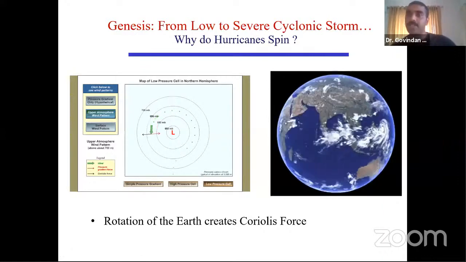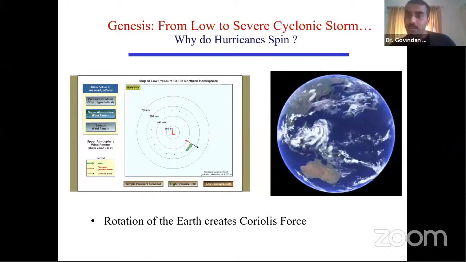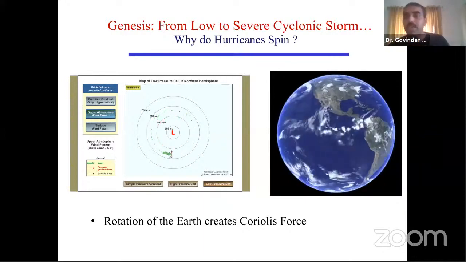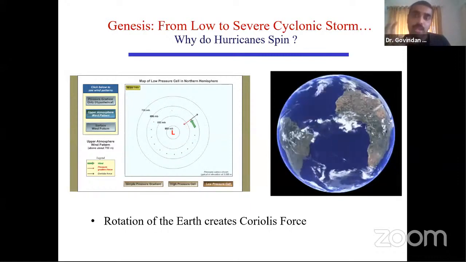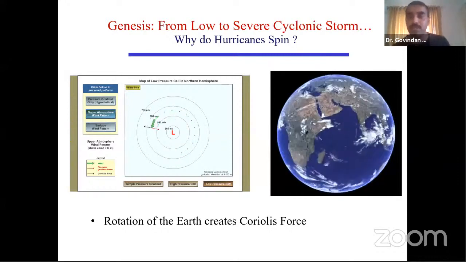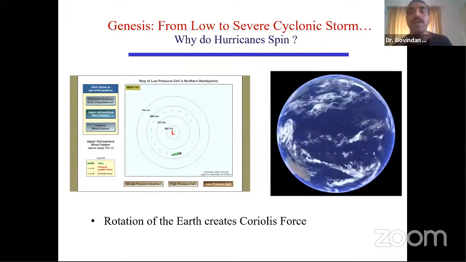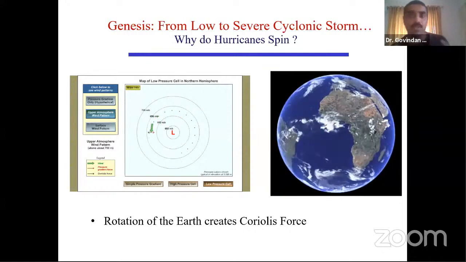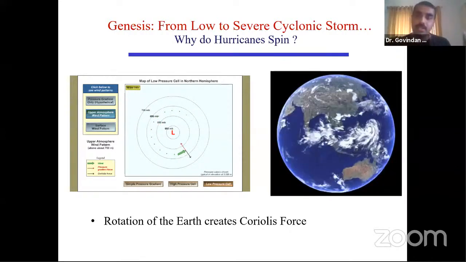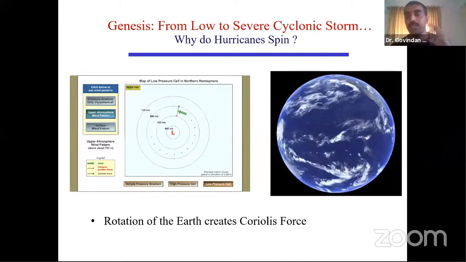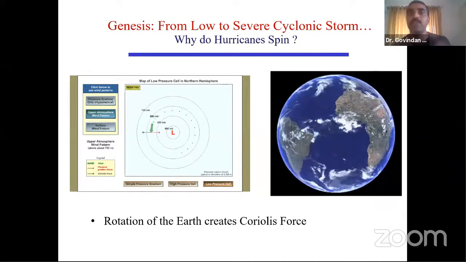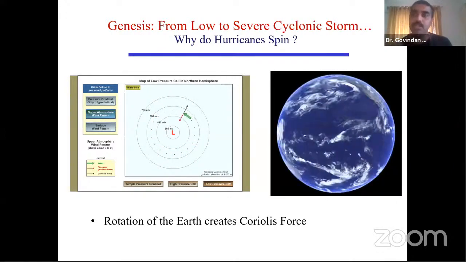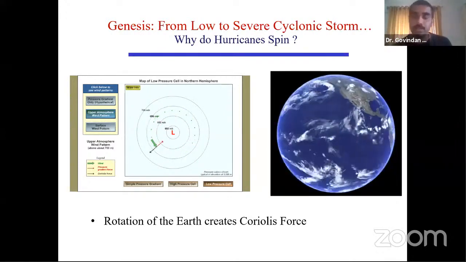So two forces act in balance. When two forces act in balance, instead of the wind moving in a straight line, it moves in a rotating column. This makes the cyclone rotate. So it is because of the rotation of the earth that you see the tropical cyclone spinning. The pressure gradient force and Coriolis force balance. You might have also studied centrifugal force. When the wind has a curved path, three forces act: pressure gradient force, Coriolis force, and centrifugal force, which forms the tropical cyclone. So remember, the rotation of the earth is responsible for making the hurricane spin.